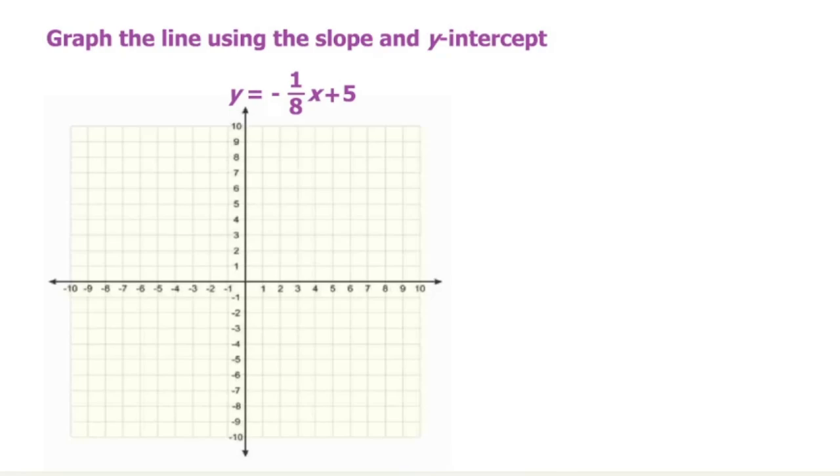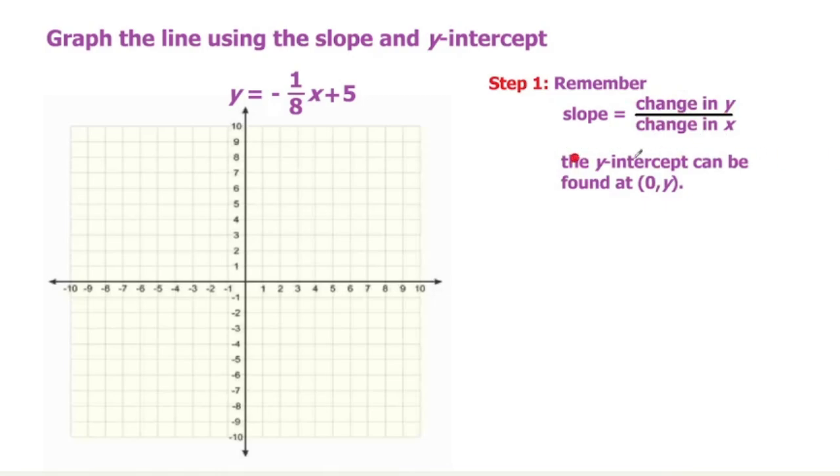In this video, I'm going to teach you all the tricks on how to graph a line from an equation. So if we have a problem like this that says graph the line using the slope and y-intercept, and look, here is our equation, y equals negative 1/8 x plus 5. So remember that slope equals the change in y over the change in x, okay?